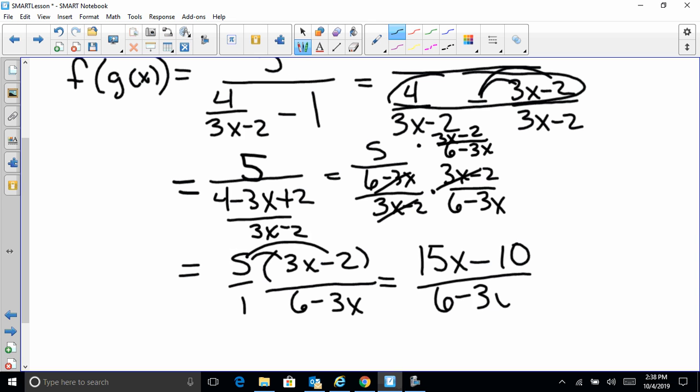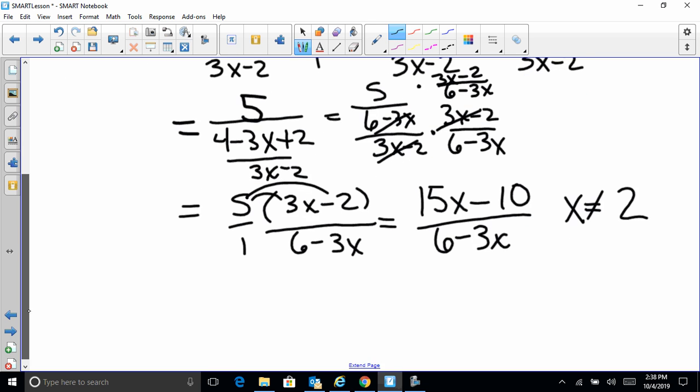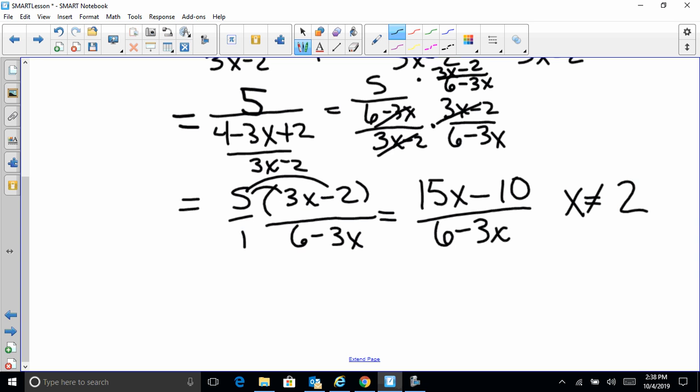Well, there is. There's a restriction of 2. X cannot be 2. So we have 2 restrictions. X cannot be 2/3 and x cannot be 2. So I'm going to write that over. X cannot be 2/3. X cannot be 2. So that will help me with my domain.